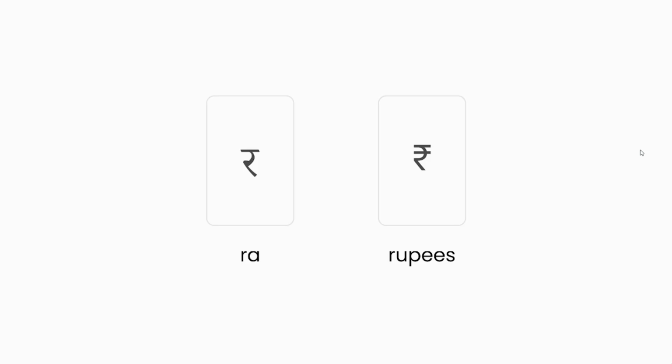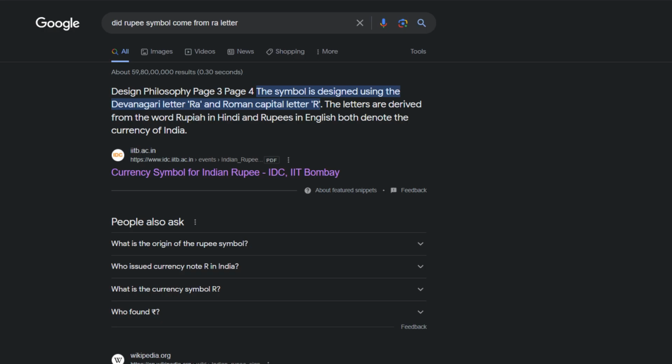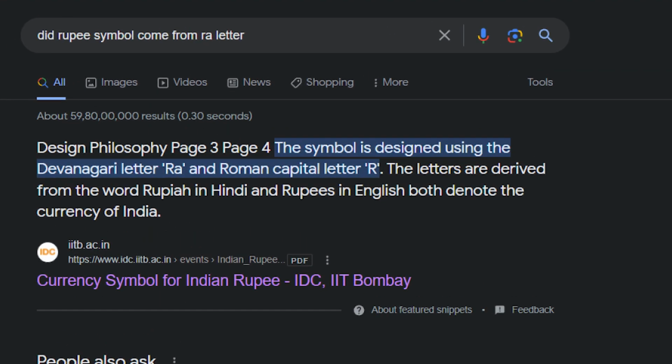A quick side story, this is a symbol of Ra in Hindi and this is a symbol of rupees. Do you find any similarities? Yes, the symbol is created using the Devanagari letter Ra and the Roman capital letter R. The letters are derived from the word rupiah in Hindi and rupees in English. So the symbol is meaningful for both Indian and international users. Remember this, I'll tell you the reason for showing this in a moment.